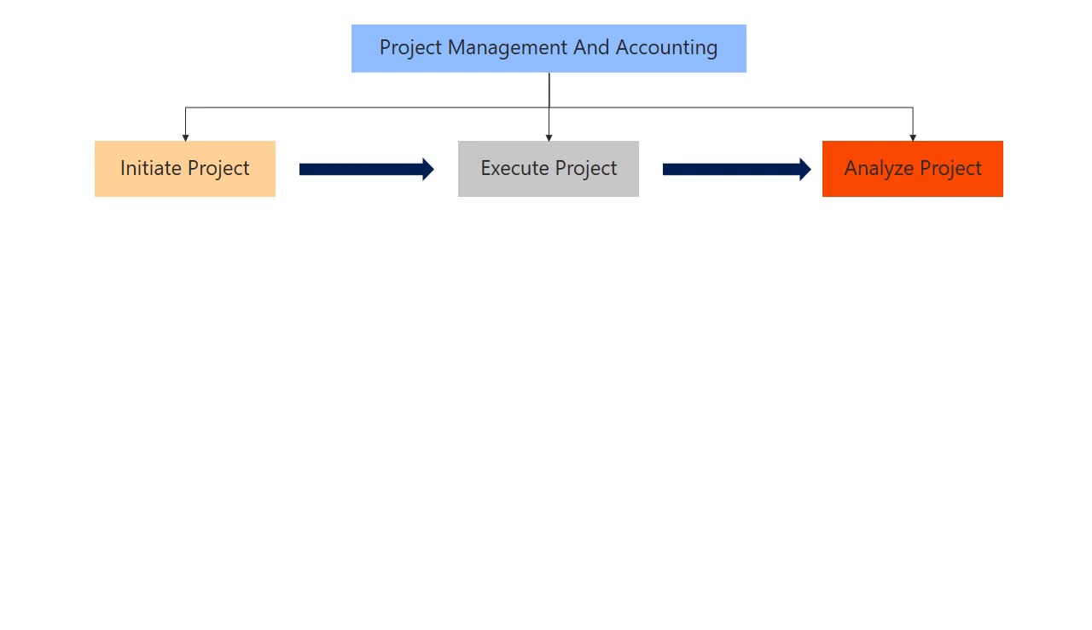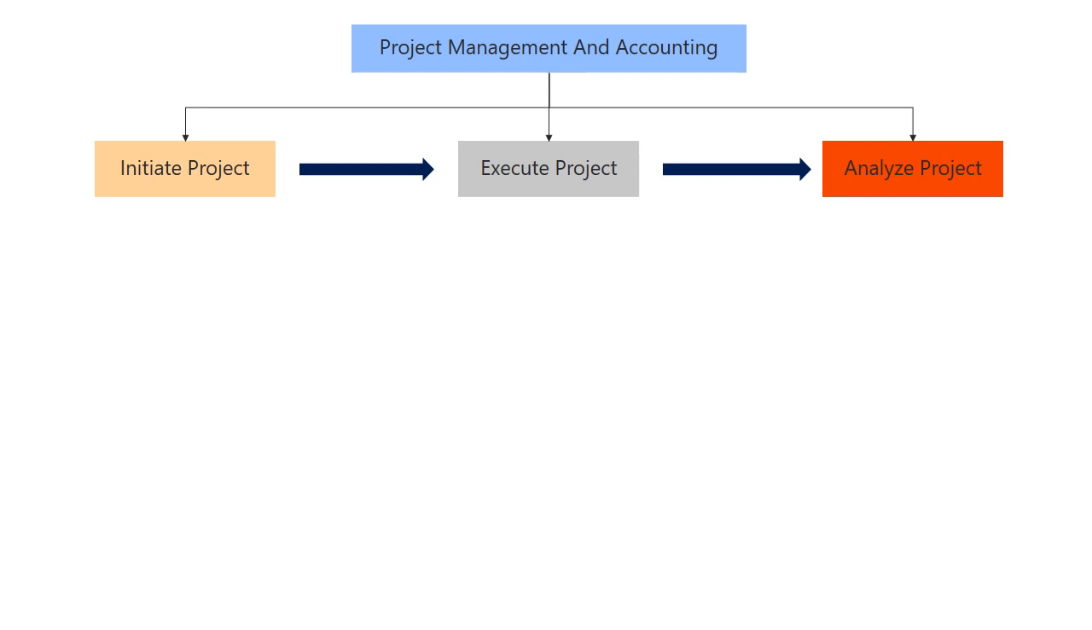Let's review the life cycle and key processes of a project as it relates to Dynamics AX. So if you're looking at the screen, you can see that we have three primary phases: initiation, execution, and then the analysis of the project.